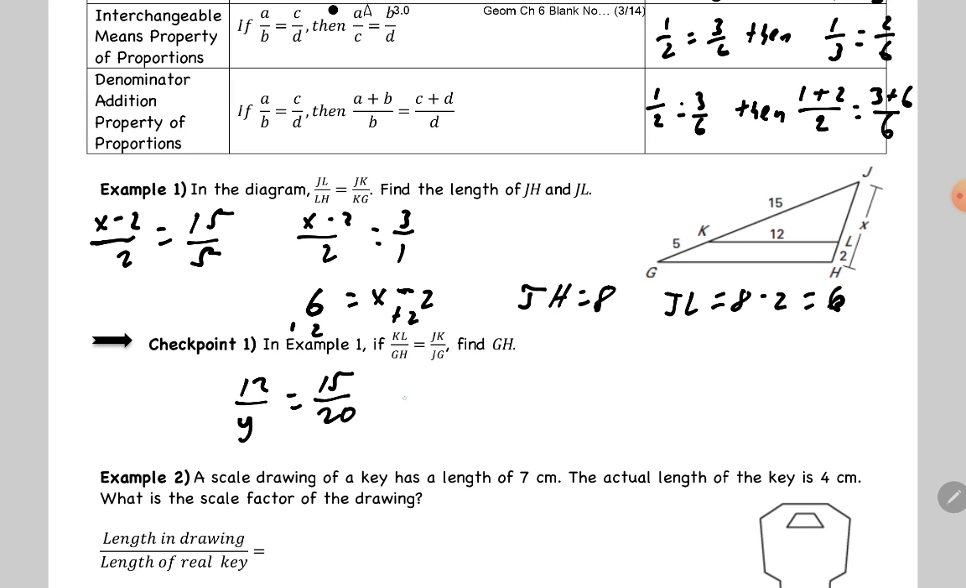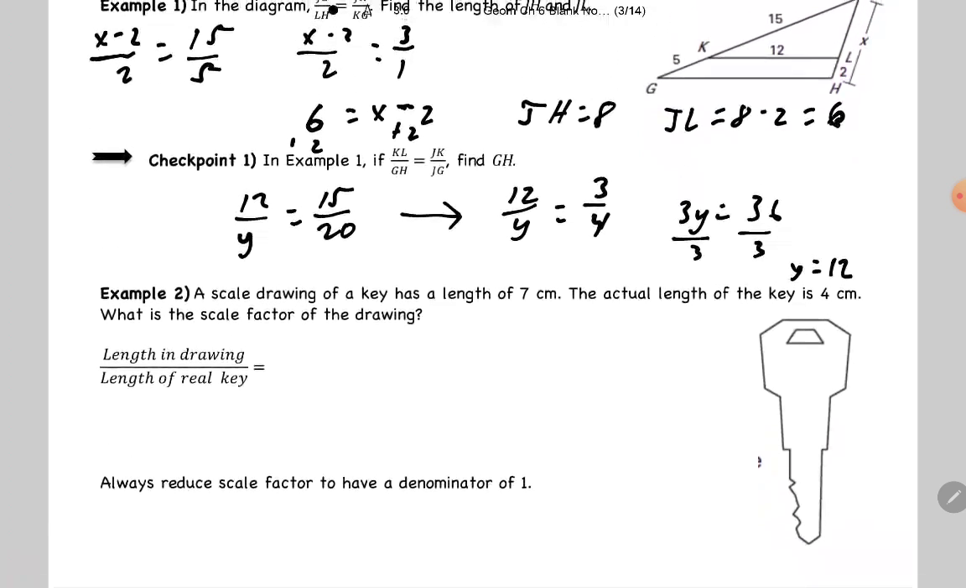Once again, I'm going to reduce the right fraction there, so I have 12 over y again. So this will become 3/4. Now I'm going to cross multiply. So 3y equals 36. Divide both sides by 3 to get y equals 12. So that is my GH.